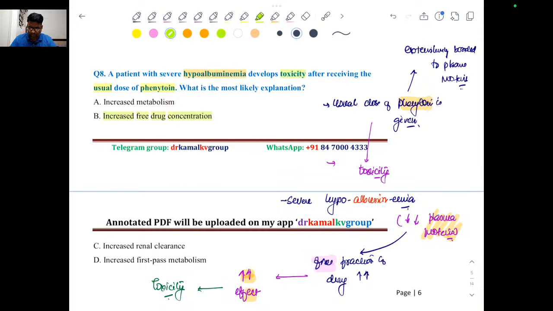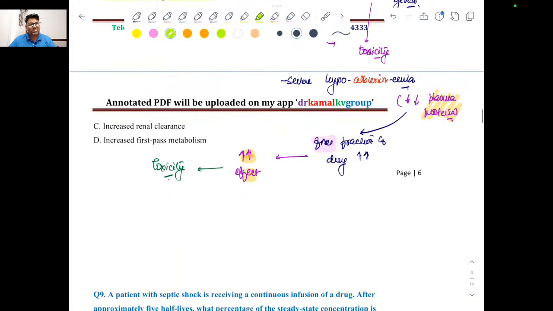So this is how you need to associate phenytoin with the concept of plasma protein binding, right? So that's very important in terms of phenytoin. It is highly bound to plasma proteins. So if plasma proteins are less, the effect will be more, and even with the usual doses we can see toxicity in a given patient who has severe hypoalbuminemia.